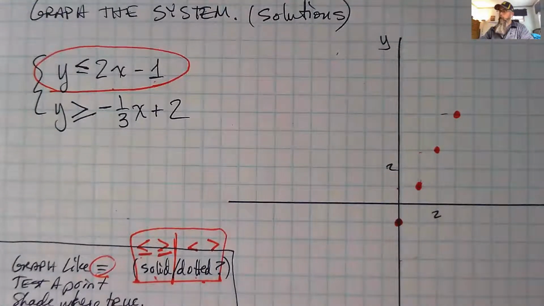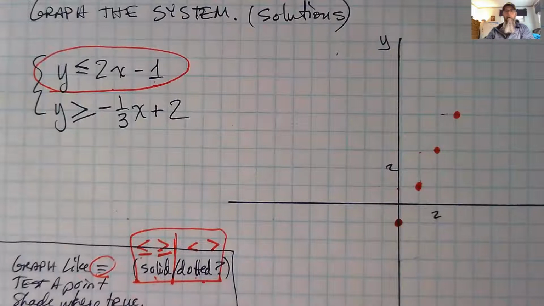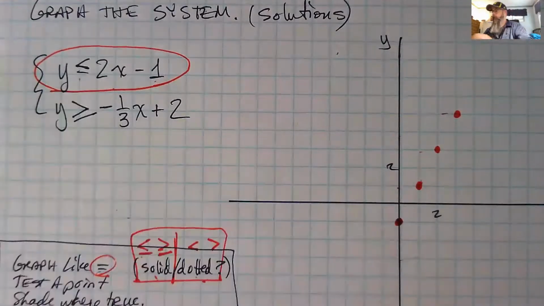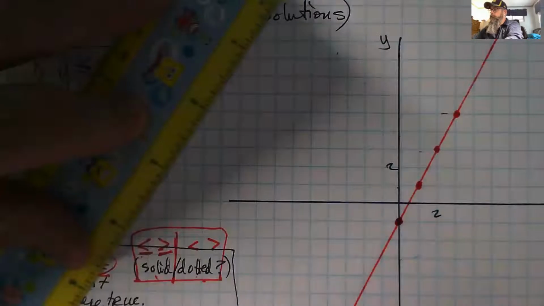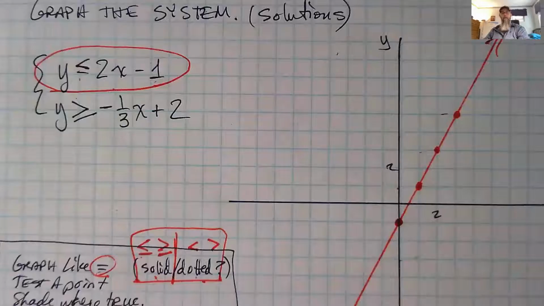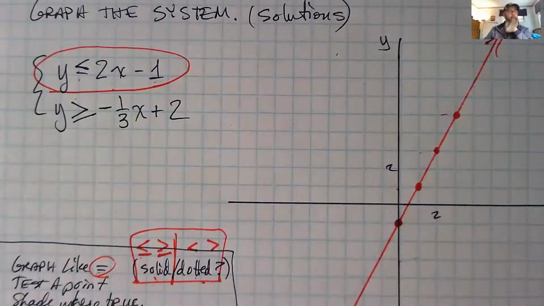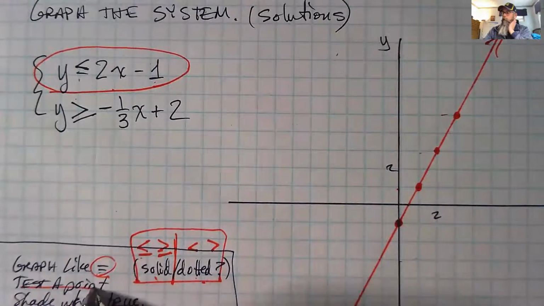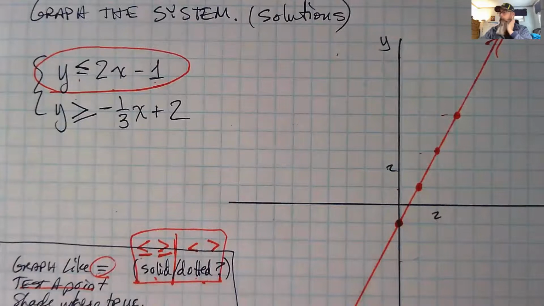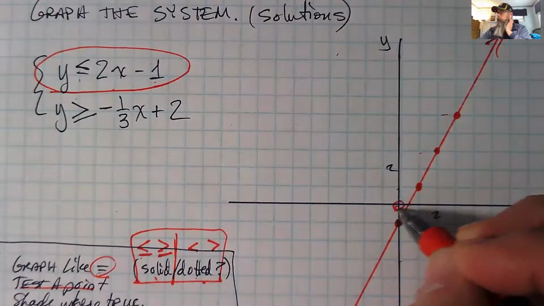Now, remember that whole dotted and solid situation there. We need to do solid this time because of the or equal to. So I'm going to go ahead and use my handy dandy SpongeBob ruler, and I'm going to graph a line. Okay, and then the next thing we need to do with this one is to decide which side to shade. So I'm going to test a point that's not on the line. It's pretty clear to me that 0, 0 is not on this line.